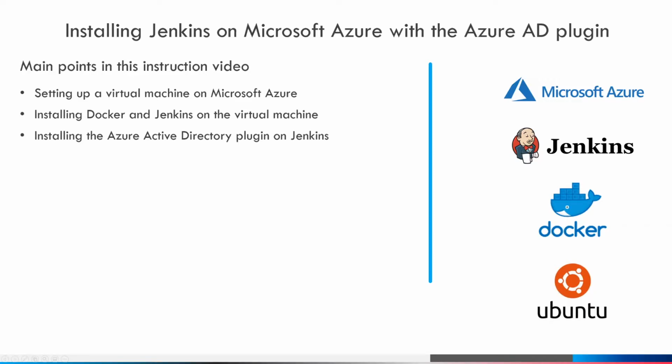Hello everyone, and welcome to our tutorial about using Jenkins on Azure with the Azure AD plugin. In this tutorial, we will help you with creating an Ubuntu virtual machine, as well as installing Docker. After installing Docker, we will create a Jenkins image and launch this image.